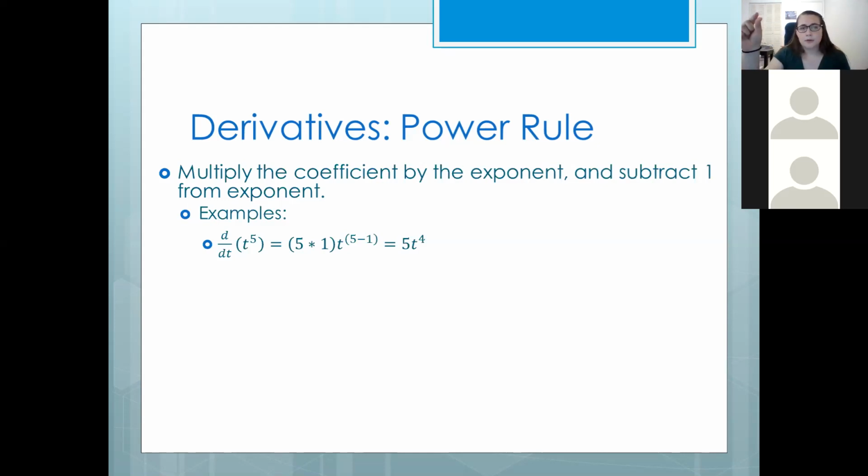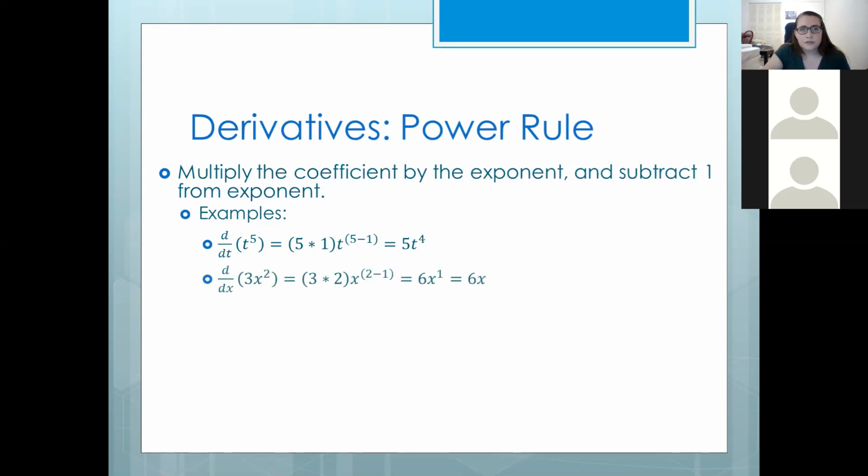So if we were to graph the function t to the 5th and take the slope of that, all of those tangent lines together, then we would end up with a graph that looks like 5t to the 4th. That's what we're doing mathematically.